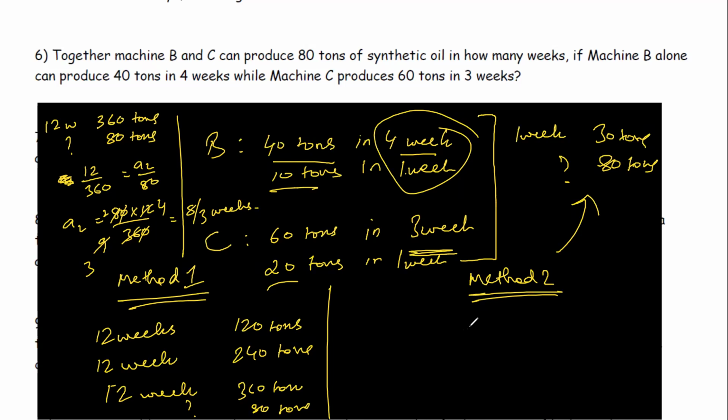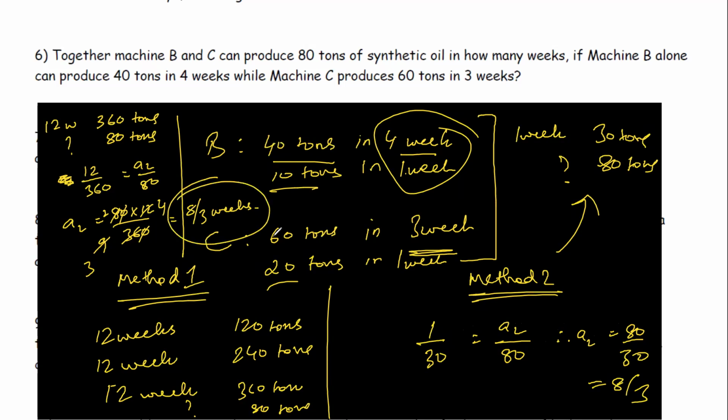So 1 week 30 tons, 80 tons, how much? So A1 is 1, B1 is 30, A2 is what we need to find out, B2 is 80. Therefore, A2 is 80 by 30. That's 8 by 3. Same answer. Got it? So learn, understand, and move on.